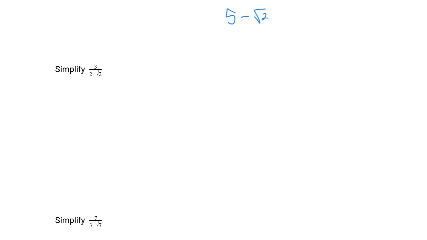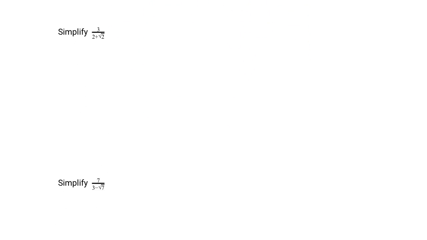Let's do another one. 3 divided by 2 plus the square root of 2. So we need to multiply by the conjugate because the denominator has that radical embedded into the expression. So I'm going to multiply same numbers and letters, 2 and the square root of 2. The original has a plus. The conjugate is going to have a minus.